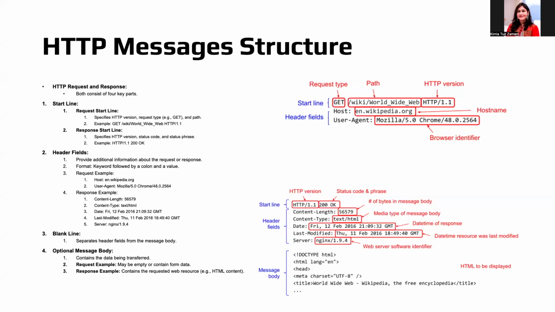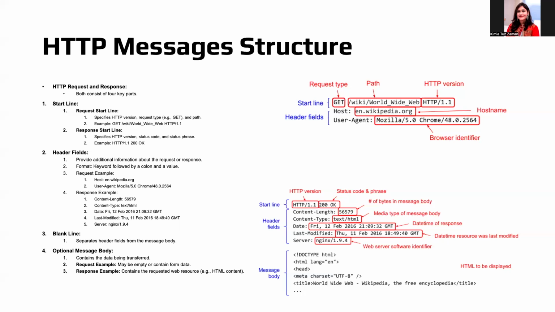In an HTTP request, the message body might be empty or it could contain data such as inputs from a user. In an HTTP response, the message body typically contains the web resource requested, like an HTML page. In our Wikipedia example, the response message body would contain the HTML content of the World Wide Web article.